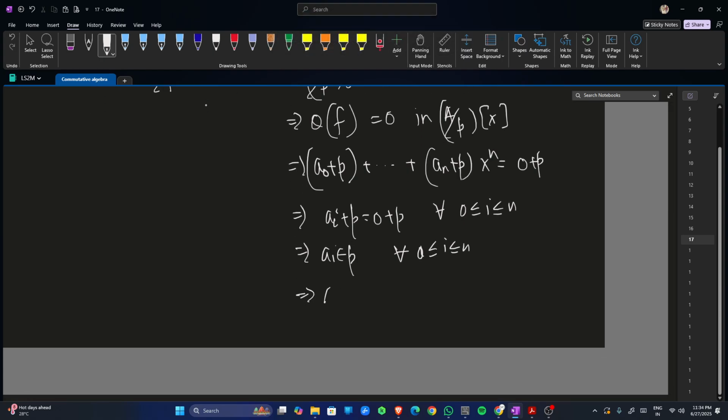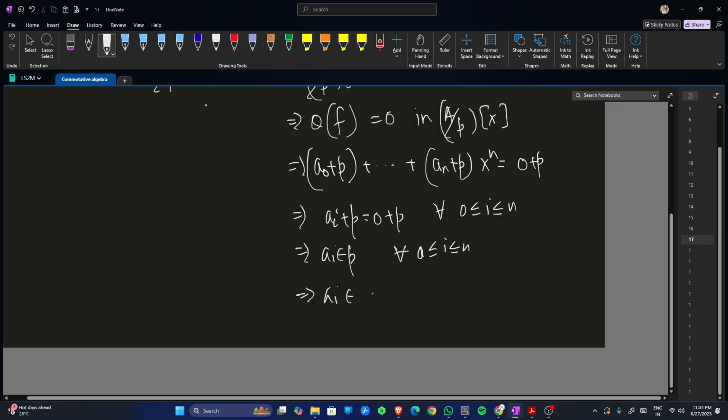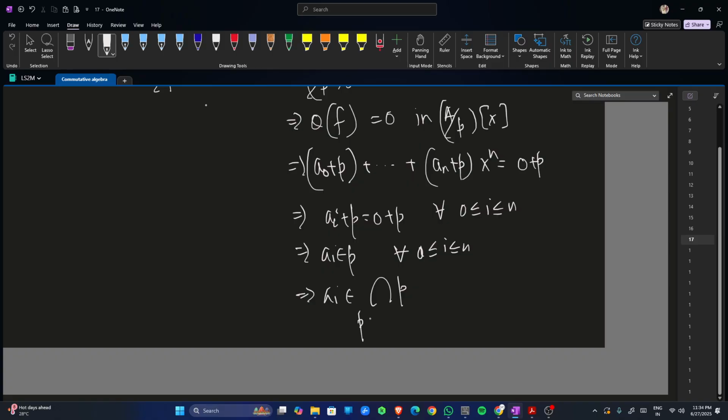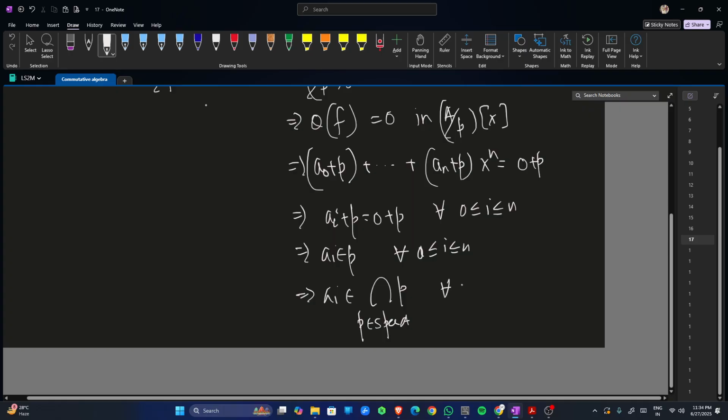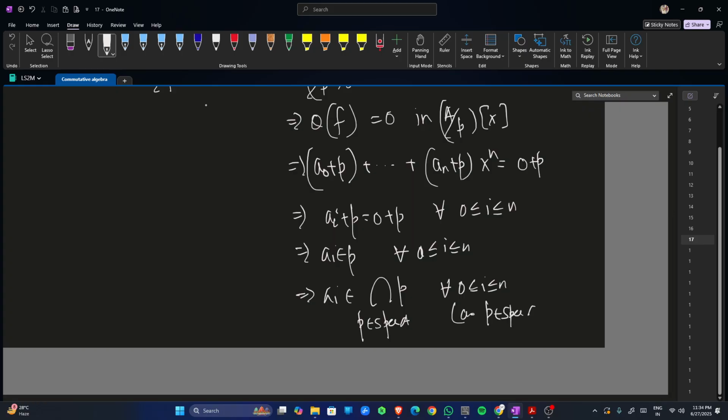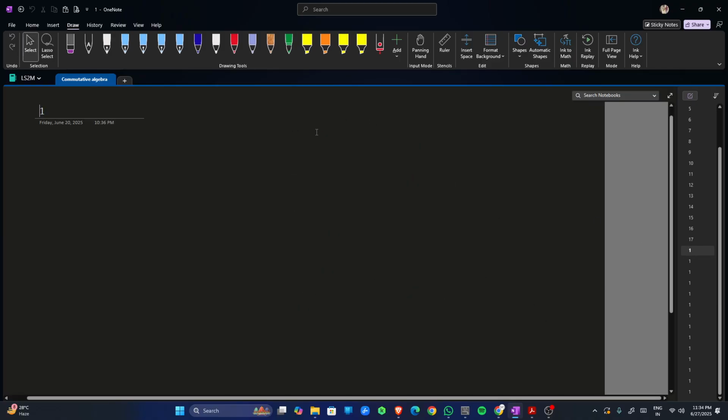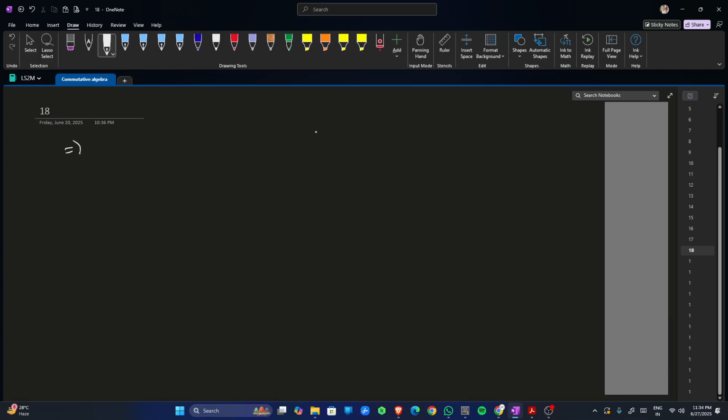This implies ai belongs to the intersection of P, P belonging to spec A, for all 0 ≤ i ≤ n, as P belonging to spec A was arbitrary. Therefore ai belongs to root 0 for all 0 ≤ i ≤ n. Each ai is nilpotent.